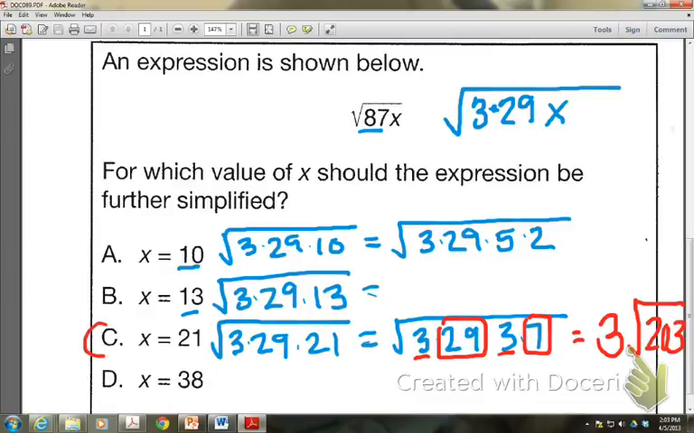So C was the only one that required the expression to be simplified a little bit further, because we were able to find some common factors down here with these 3's.